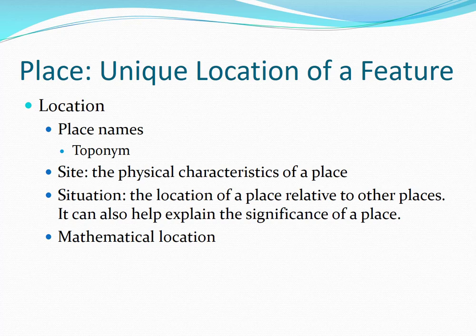Situation looks at a place relative to other places. For instance, the situation of Tulsa is relative to Claremore. Tulsa is about 30 minutes southwest of Claremore, and Claremore is about 30 minutes drive from Tulsa, northeast of Tulsa.